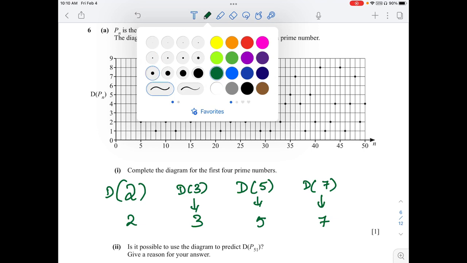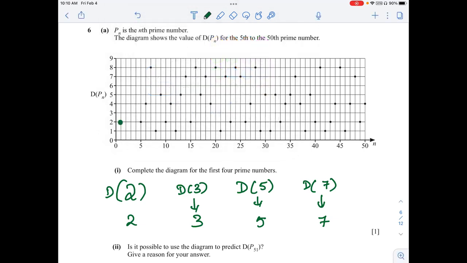So for 2 it is going to be 2. For 3 it's going to be 3. For 5 it's going to be 5. For 7 it's going to be 7. This is going to be the diagram.